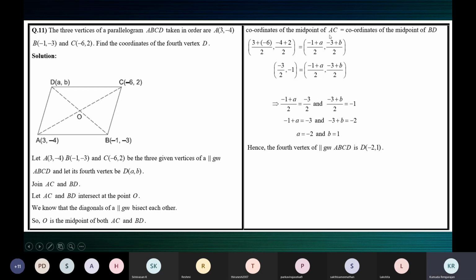Use B and D and the midpoint formula. But you know the address is the same. That means the x coordinate here is equal to the x coordinate here. The y coordinate here is equal to the y coordinate here. Equate. On equating, you get the values of A and B.